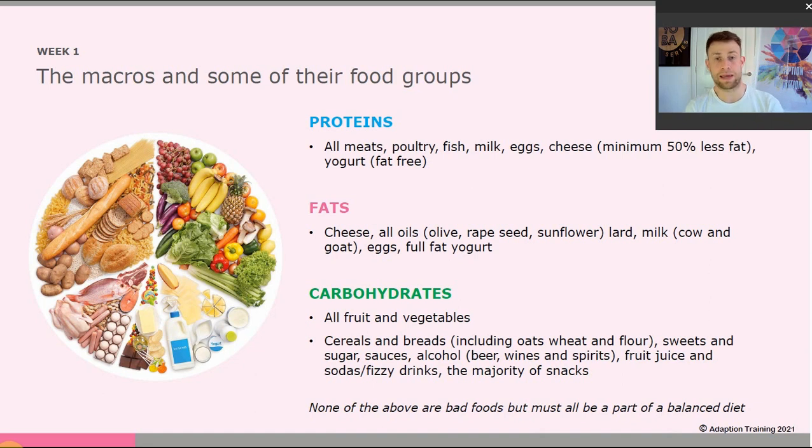Carbohydrates, they're much more vast. Carbohydrates are a much vaster macronutrient than the other two. Carbohydrates are found in all fruits and vegetables, cereals and breads, including oats, wheat and flour, sweets and sugar, sauces, alcohol, which is beers, wines and spirits, fruit juice and sodas, fizzy drinks, and the majority of most shop-bought snacks. So that's definitely something that you need to consider when you're buying your products. Again, something that we'll go into later on in the course.